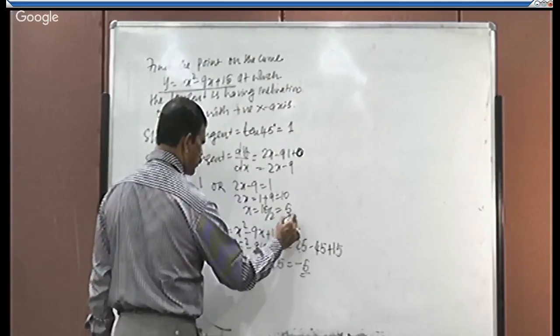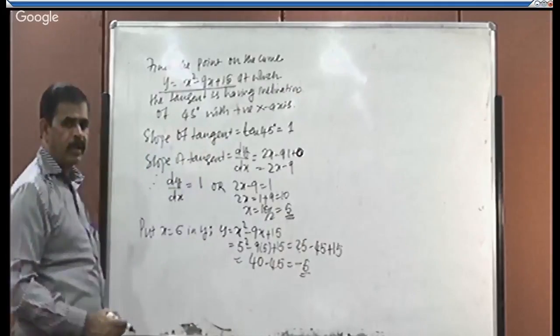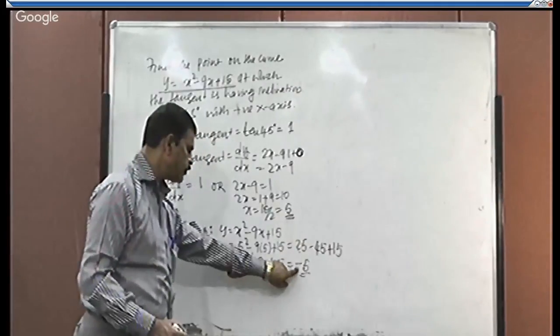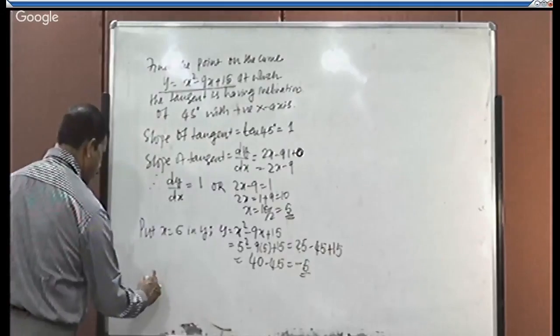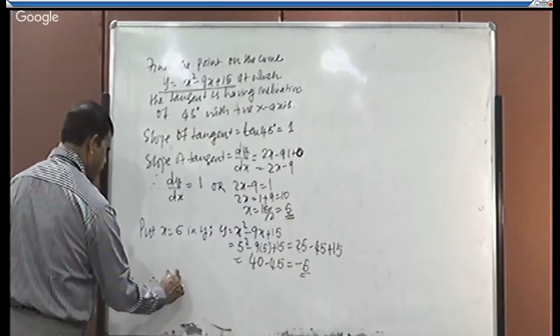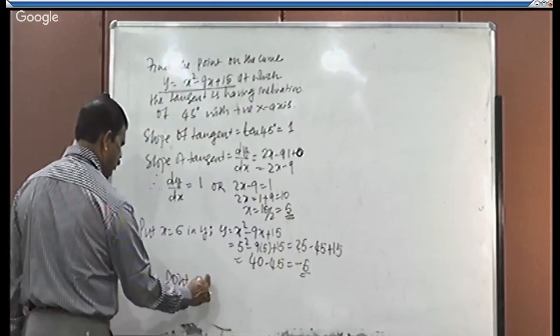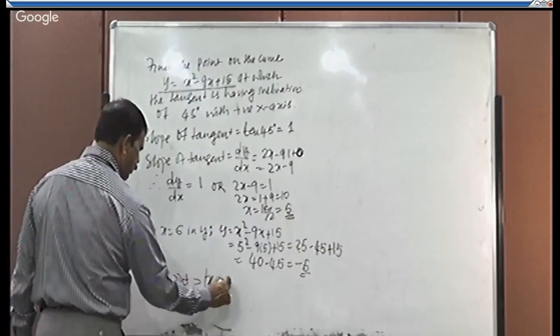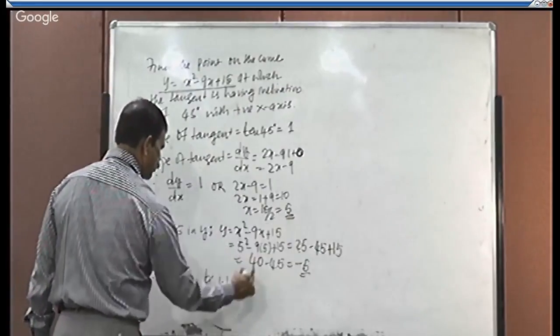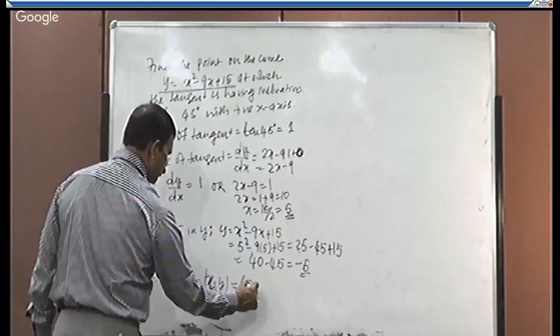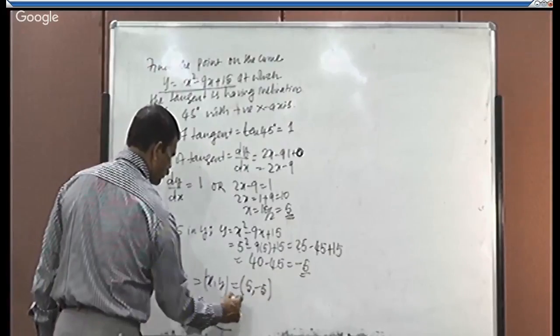Now I got the x value as 5 and the y value as minus 5. Therefore, the point is x comma y, where x is equal to 5 and y is equal to minus 5.